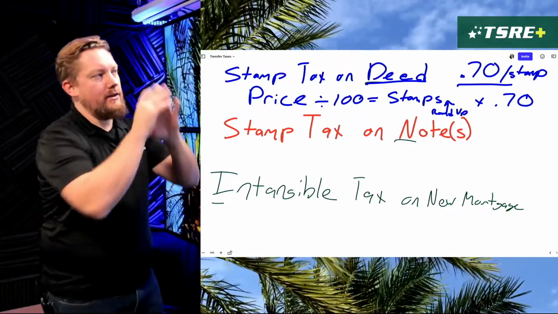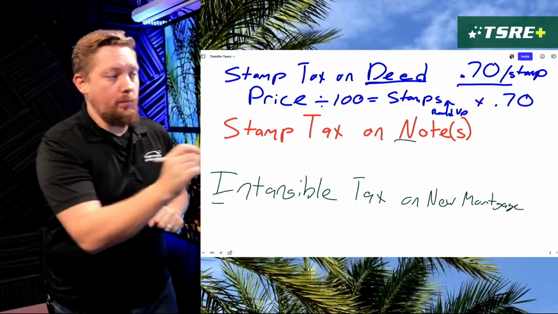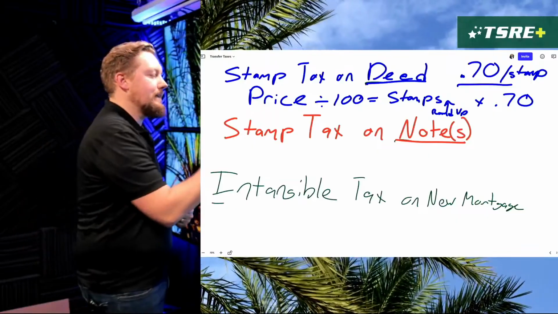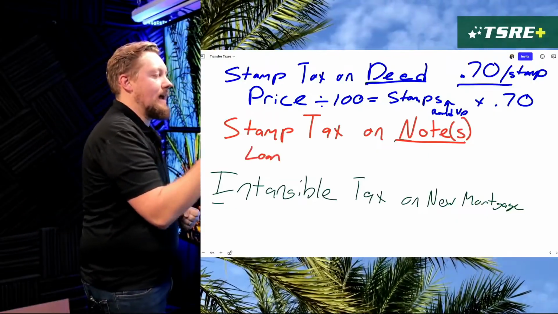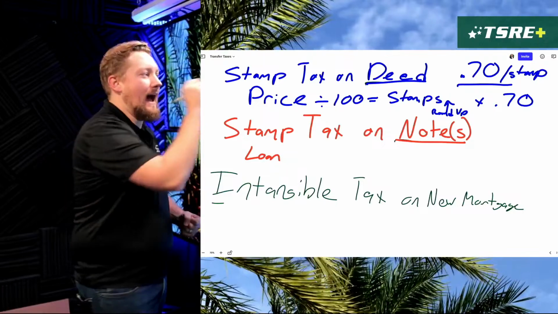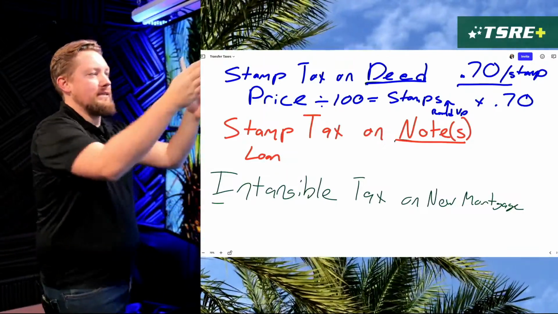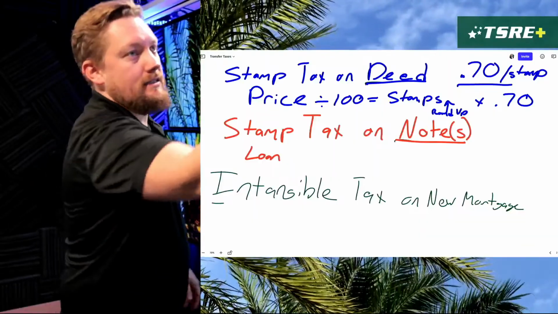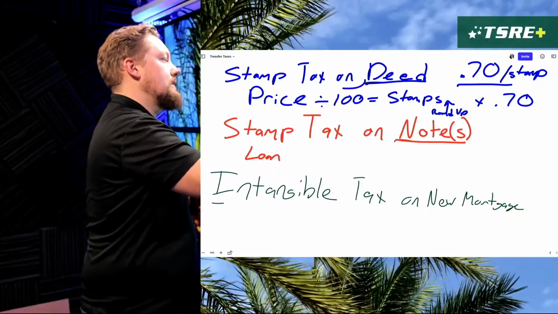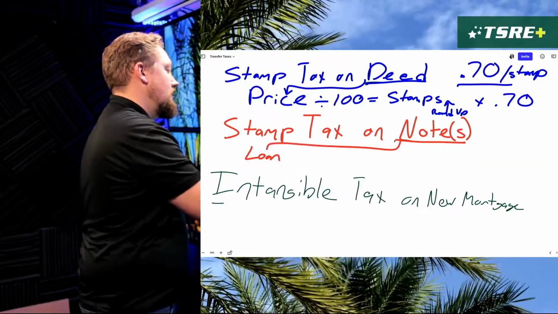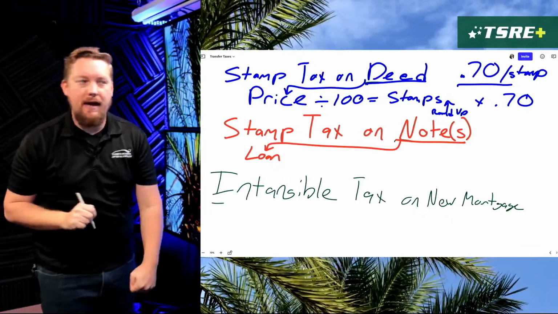Now, the stamp tax on the note is almost identical, but with two key distinctions. Number one, it's based on the note versus the deed, and the note is going to be based on the loan amount, not the price. So that's a big distinction you want to make between the stamp on the deed, because the deed is tied to the price, whereas the note is tied to the loan amount.